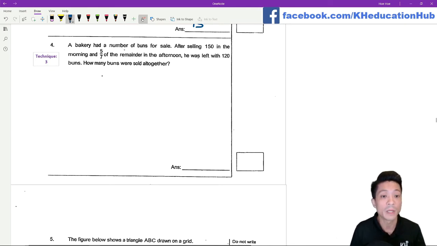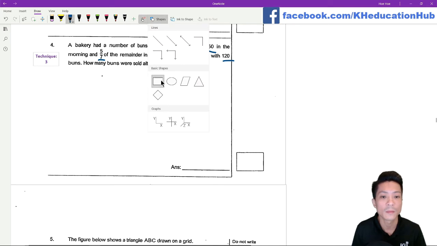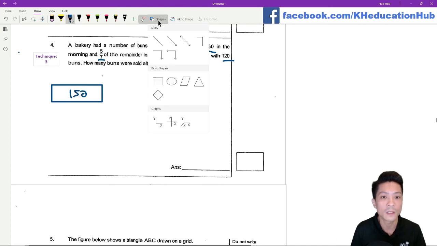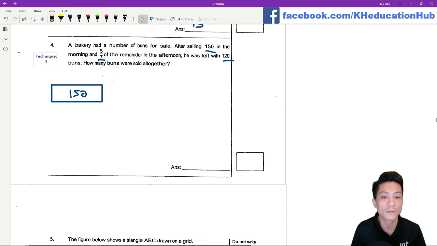Question 4. Bakery had a number of buns for sale. After selling 150 in the morning and 5/7 of the remainder in the afternoon, he was left with 120 buns. How many buns were sold altogether? Right, so in the morning you sold 150 and 5/7 of the remainder in the afternoon.